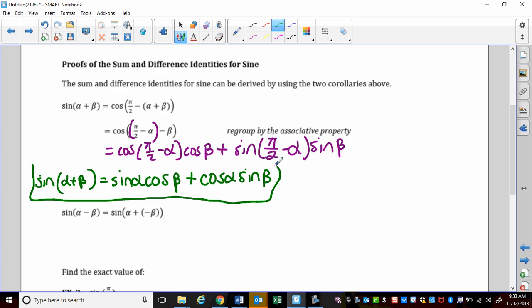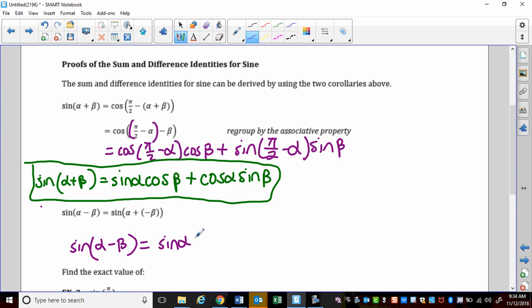So in the sum formula, cosine and sine alternate. Sine alpha, cosine beta, they alternate. Cosine alpha, sine beta. And then if this is plus, this one will stay plus. Let's do the difference formula for sine. So sine of alpha minus beta is sine of alpha cosine beta minus cosine alpha sine beta. So same thing, but if it's minus, it'll be minus.